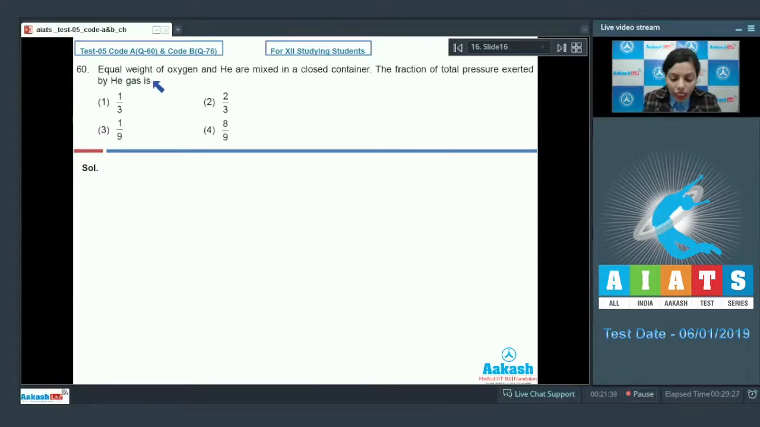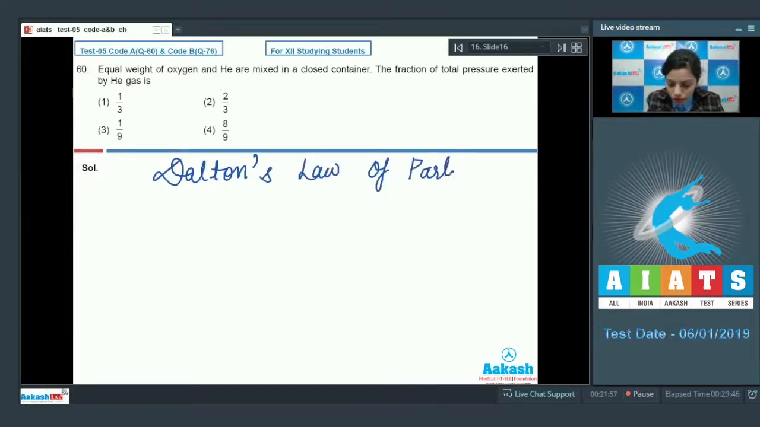Question number 60. Equal weight of oxygen and helium are mixed in a container. The fraction of total pressure exerted by helium gas is, here we need to find out the pressure with the help of Dalton's law of partial pressure. Very well known law. Now with the help of this we'll find out the fraction of the total pressure exerted by helium gas, and this can be represented. We're talking about the Dalton's law.